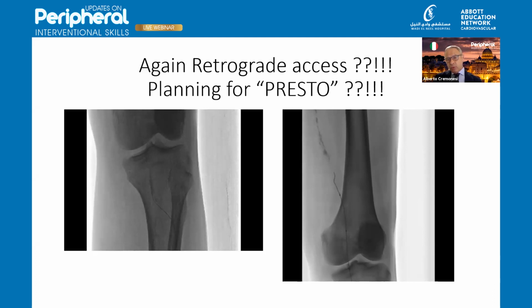This is what we do for the common femoral. Consider that an important point is to preserve the profunda if you want to deliver this stent over there, any kind of stent over there. And I really wanted to see what Sharif did.